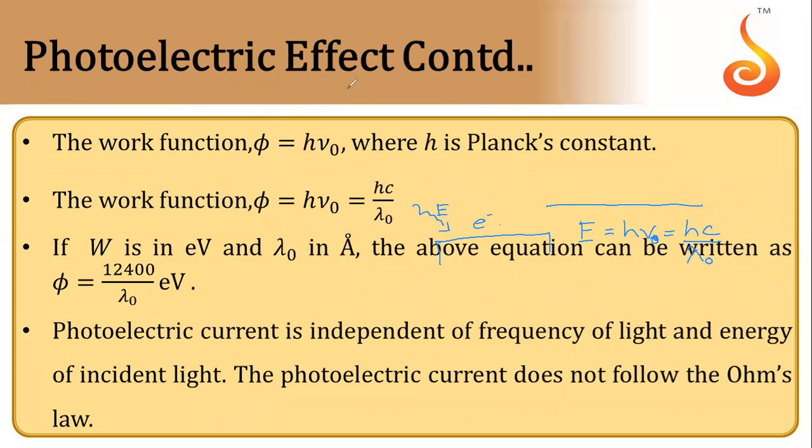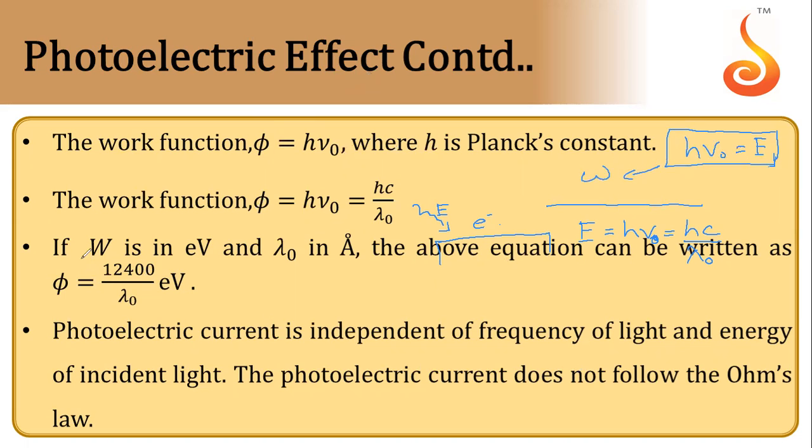Next is work function. Work function is the minimum energy required for electrons to come out. So that energy hν0, if the energy is just equal to hν0, the electrons will come out with zero velocity. So this is also the work function of the metal.